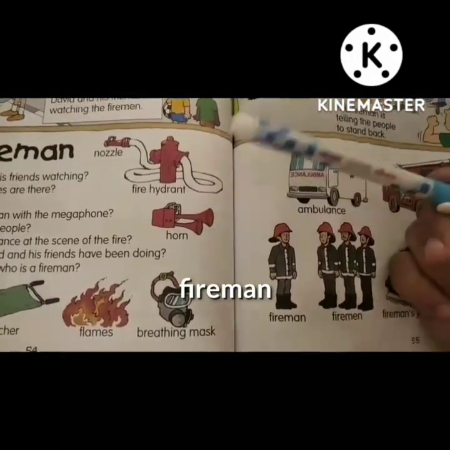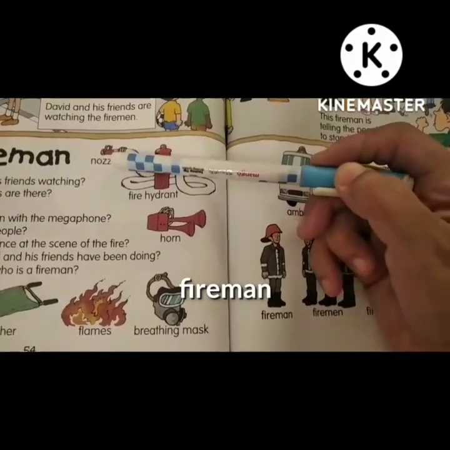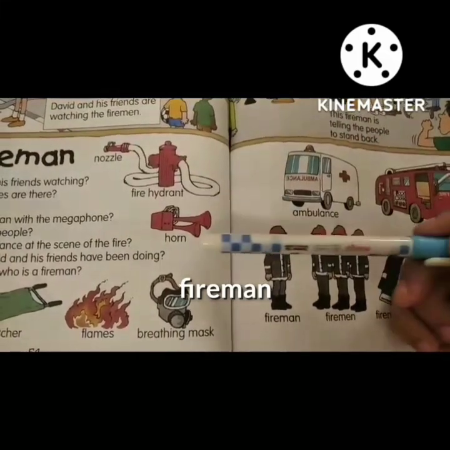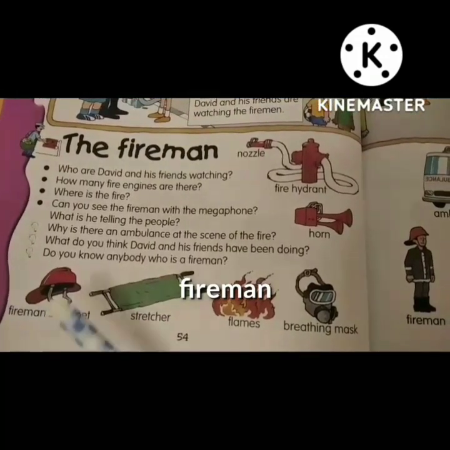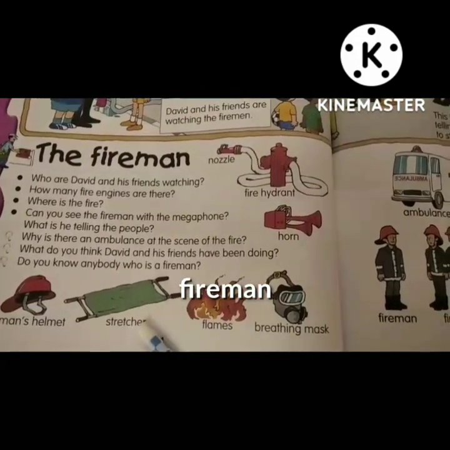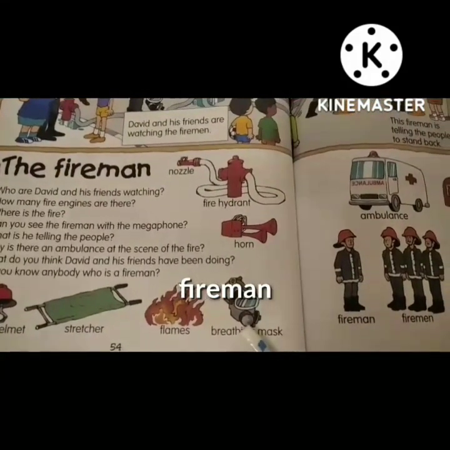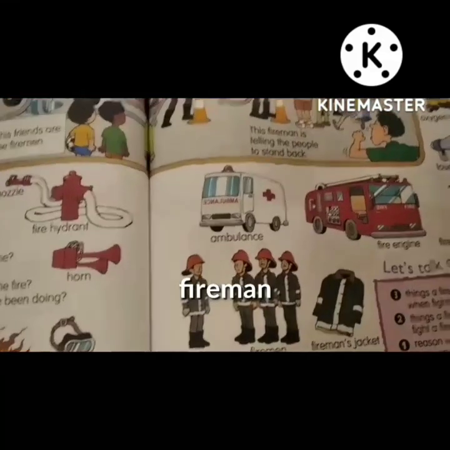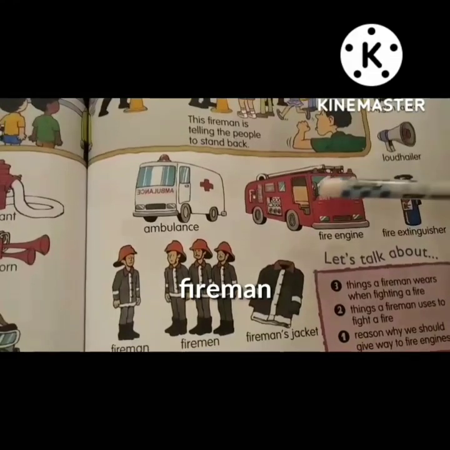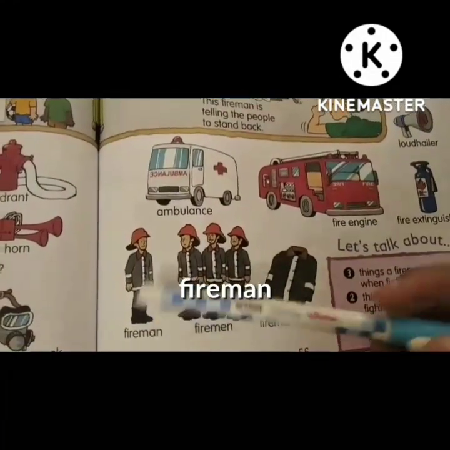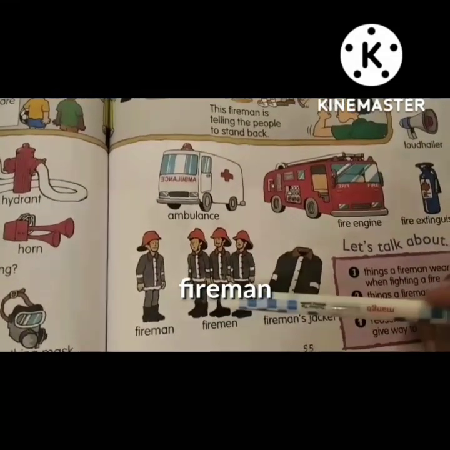Fire hydrant, nozzle, horn, fireman's helmet, stretcher, flames, breathing mask, ambulance, fire engine, fireman. This is the singular plural difference.